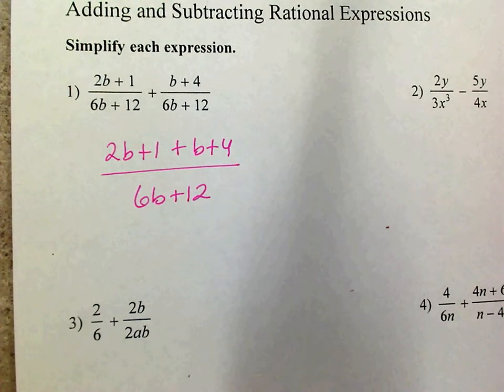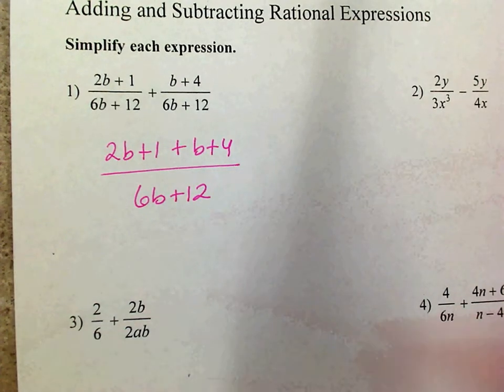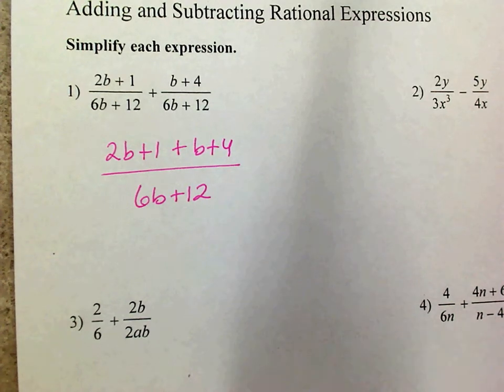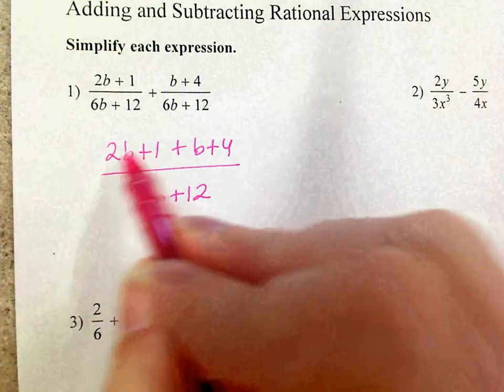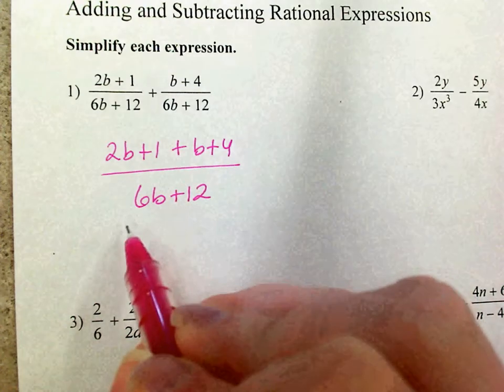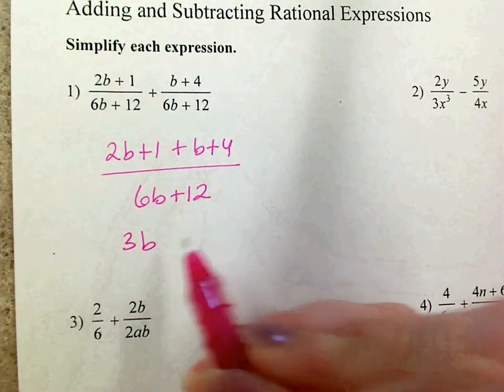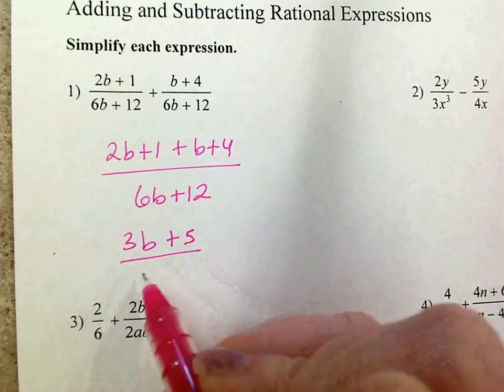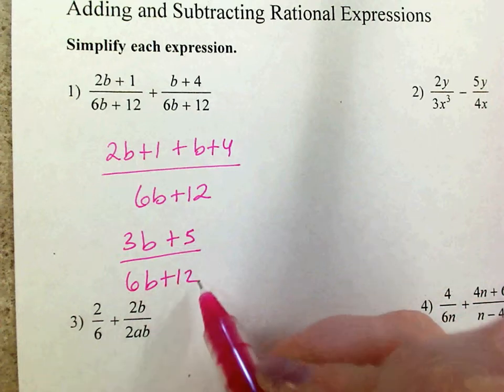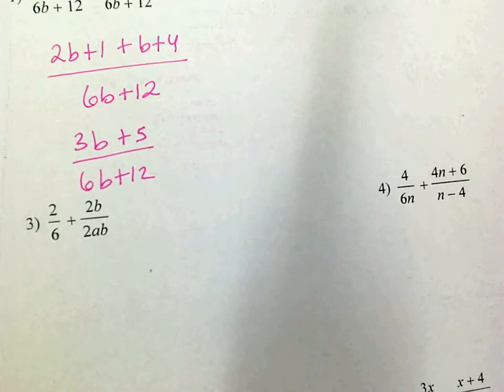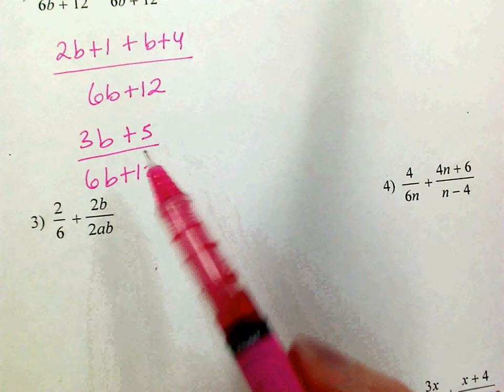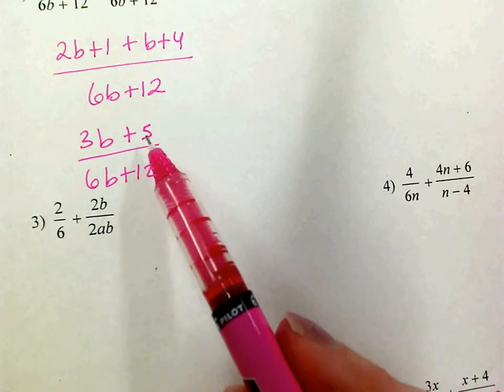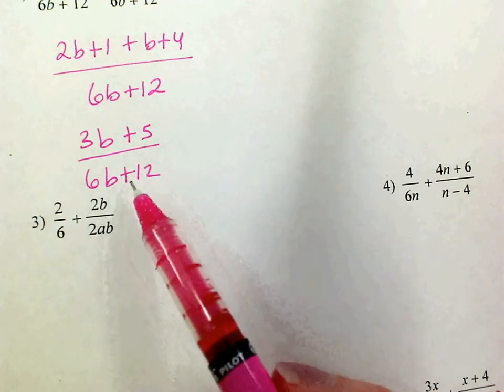What can I simplify? What can I simplify, guys? The b's and the 4 and the 1. 2b plus 1b is? 1 plus 4 is? 5 over 6b plus 12. Now, this would almost simplify if 5 was divisible by 3, right? If that had been a 15, we would have divided everything out by 3. But as it is, it doesn't, so we're done.